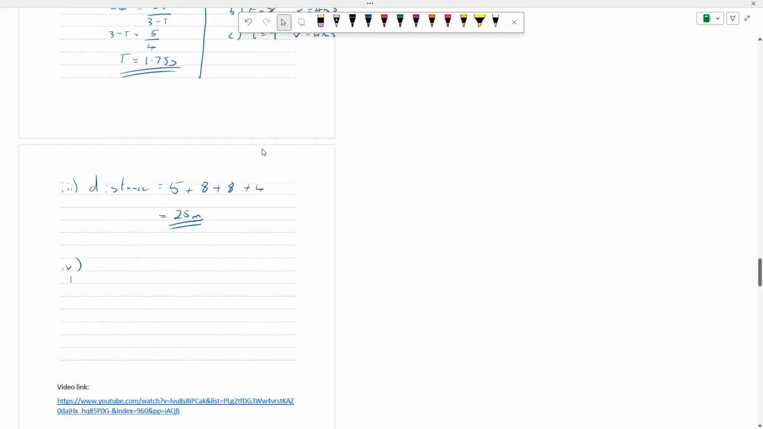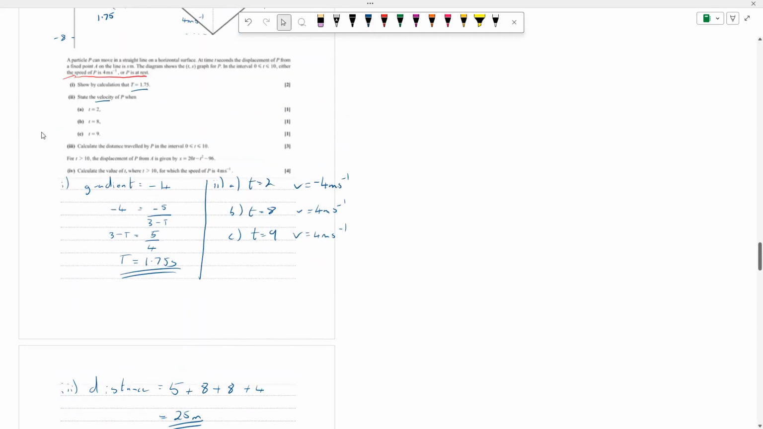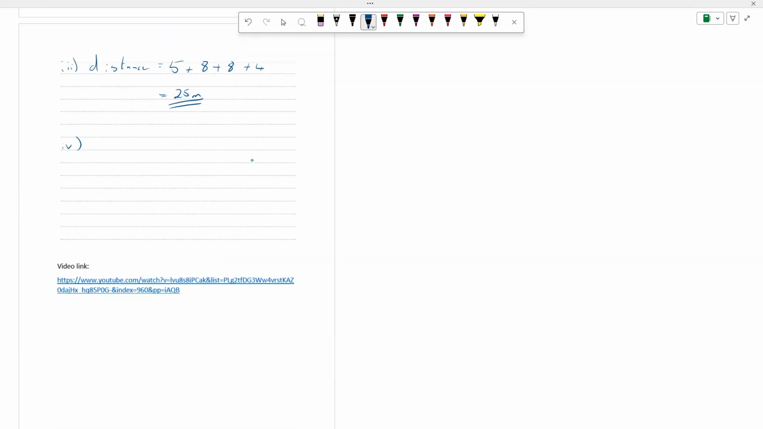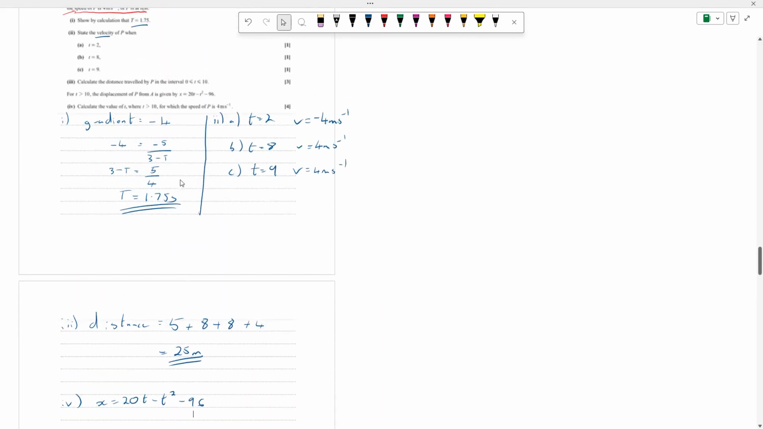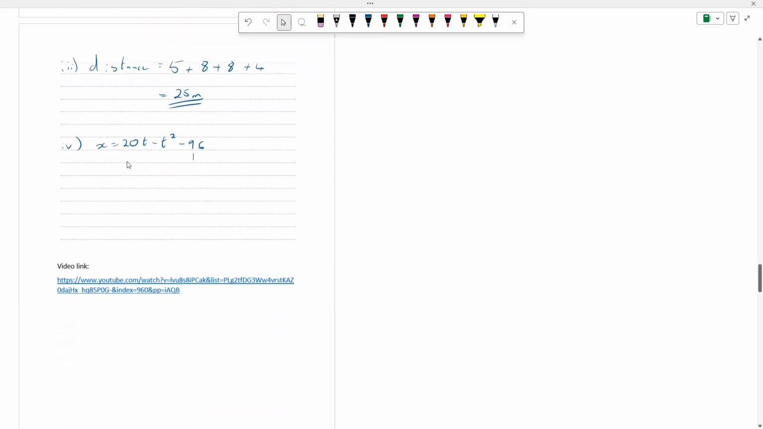Now, part 4, you may have not seen it, but it's important you see it now because you will be seeing it. For t bigger than 0, so past this graph, the displacement is given by this equation here. So I'm going to write out the equation. Okay, now the first thing it says is calculate the value of t where t is bigger than 0 for the speed of the particle. So I need a velocity for this.